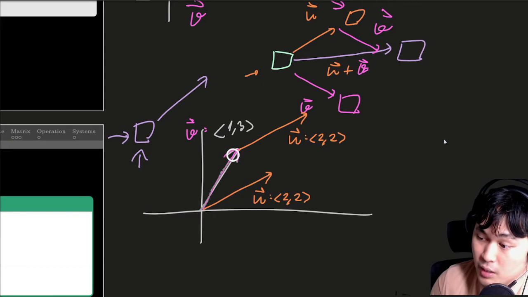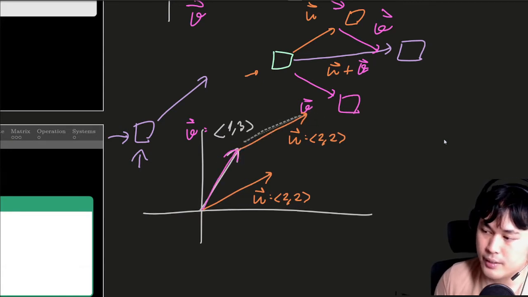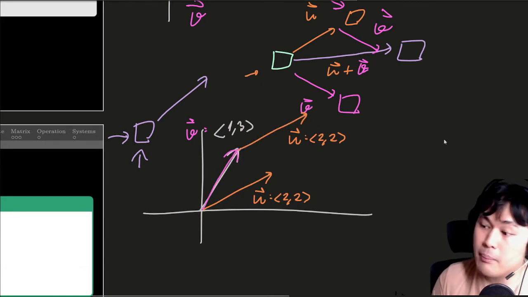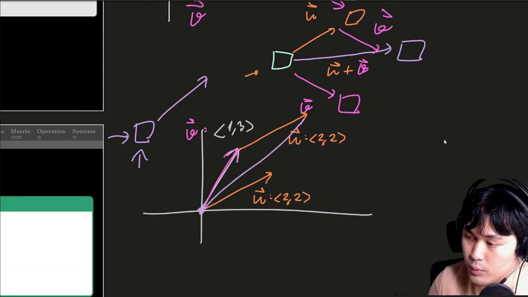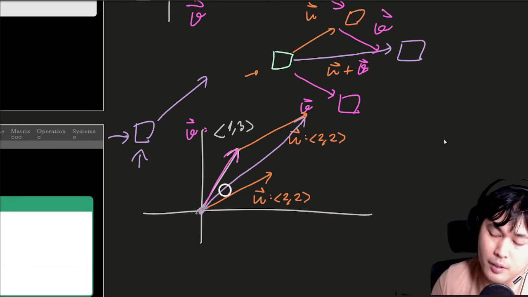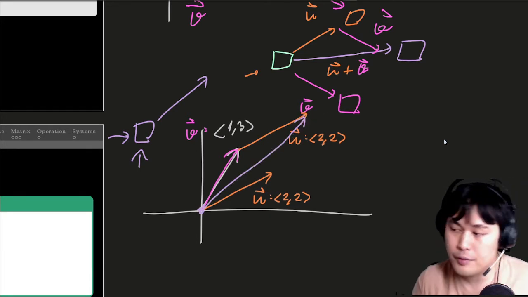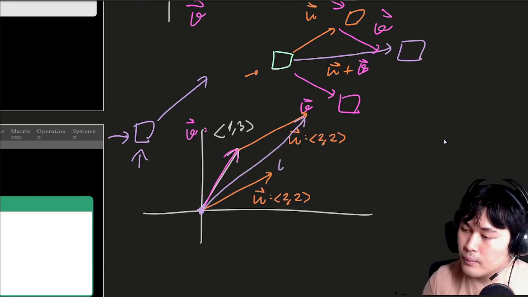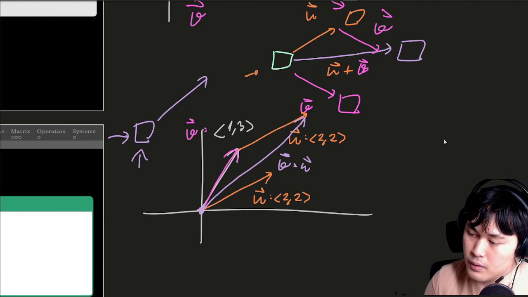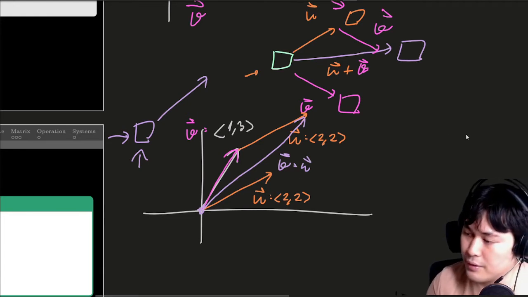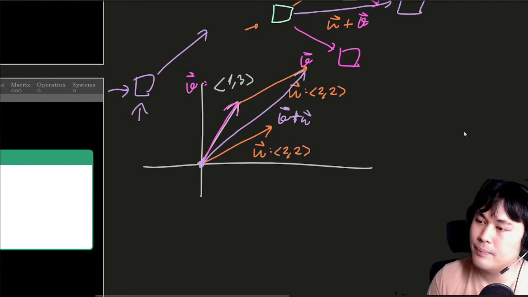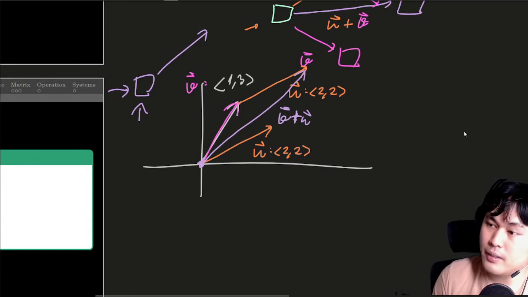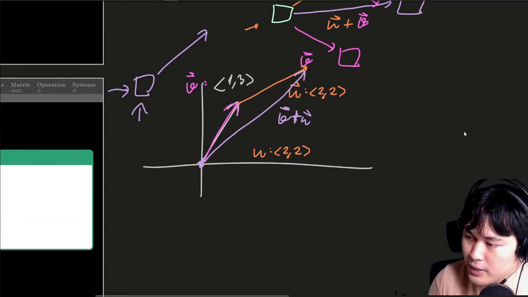So you push the object there, and then you push the object there. And the combined force is the same as if you just put it all the way from the origin to the terminal point of the second vector. So that's this v plus u. And how do you compute that? You can see from this image. Let me remove that because it's getting clogged.